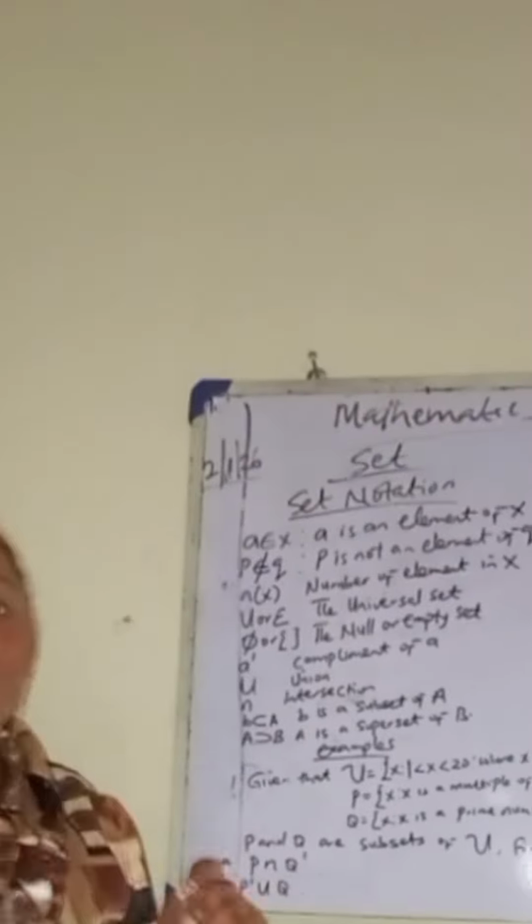A set is said to be an empty set if there's nothing common between the two subsets. Sometimes you'll be asked, when is a set said to be an empty set? A set is said to be an empty set when there is nothing common between the two subsets. Are you getting me? That's what it means to be an empty set. So when you see this symbol here, you know they are talking about an empty set. When nothing is common between these two subsets given to you, it's called an empty set.